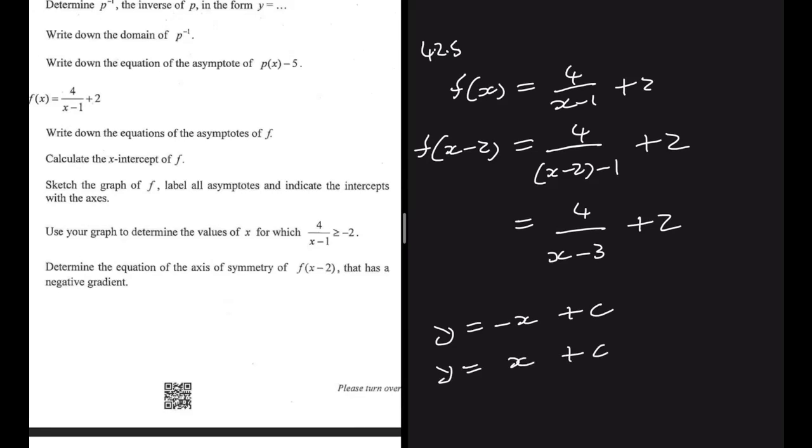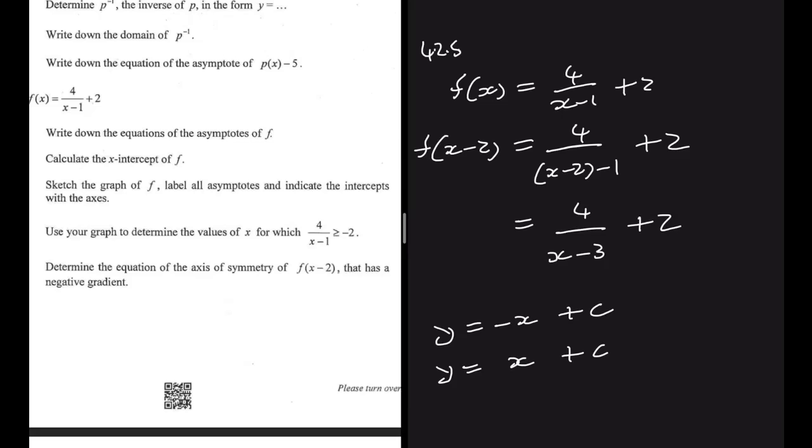So what you're required to do is just find the value of c, and then you have your axis of symmetry. Which point do you substitute if you want to find the value of c in your axis of symmetry? You substitute the point where your asymptotes touch. So now we actually have to find the asymptotes of f of x minus 2. Let's go ahead and do that.